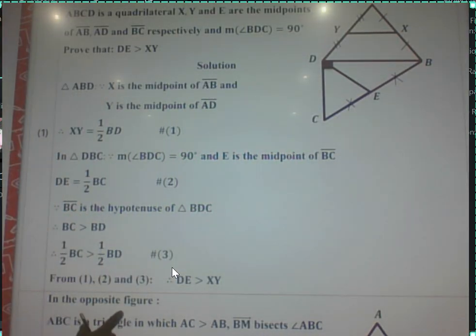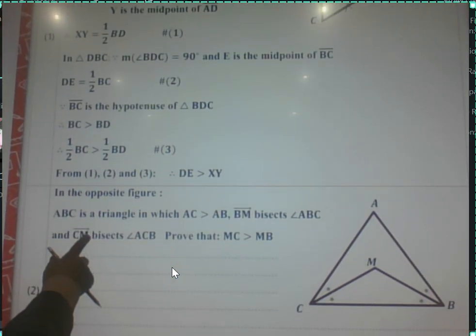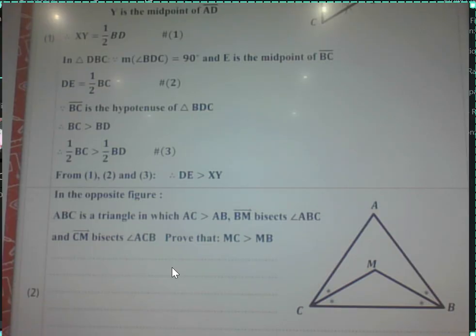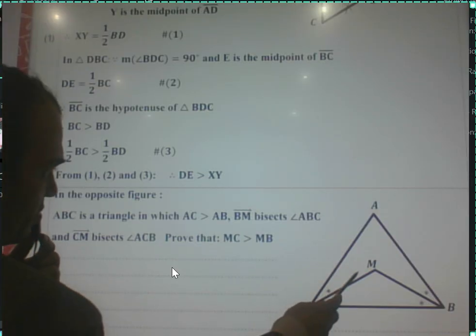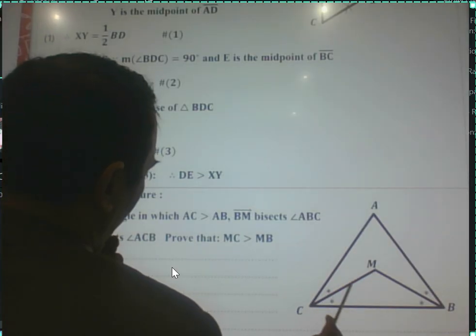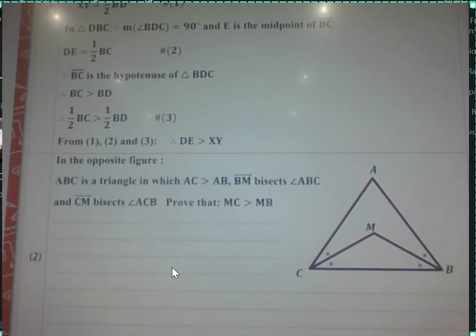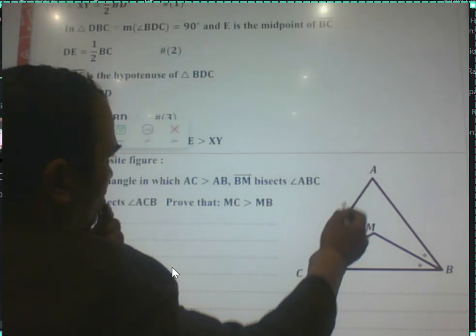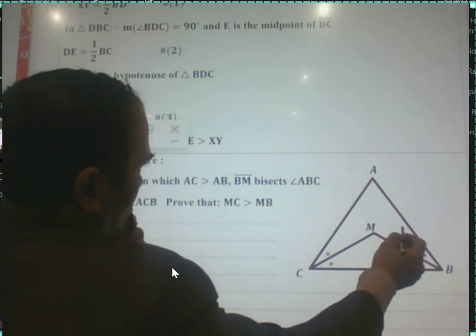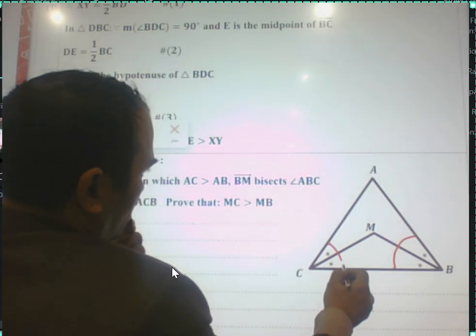Okay. Next question. This question down here, you can solve it. You want to prove that line segment MC is greater than MB. He gives me this information here. Listen to me, first question. He gives me AC is greater than AB. AC, so this angle will be greater than this angle.